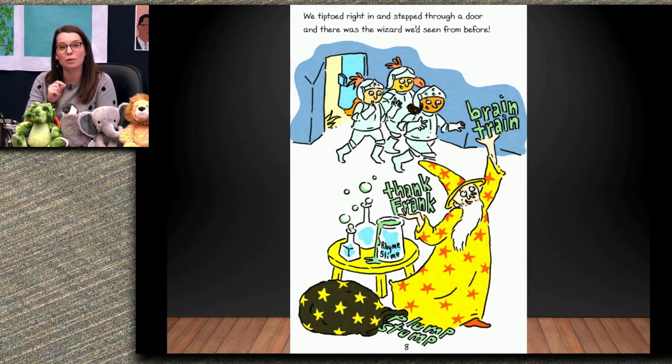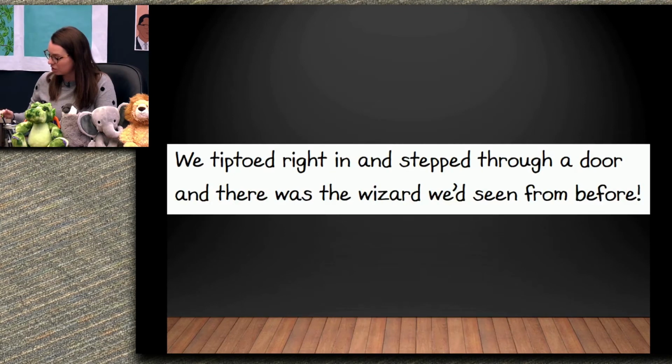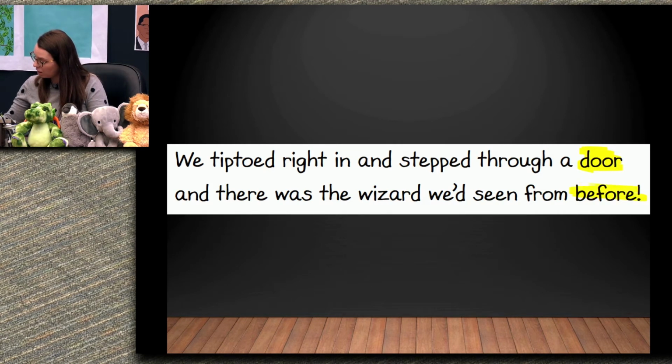And we can predict it's the word before because this is a text that rhymes. And we know that door and before rhyme. But let's look really closely at those words. Let's read this again. Pay attention to the words that rhyme. We tiptoed right in and stepped through a door, and there was the wizard we'd seen from before.